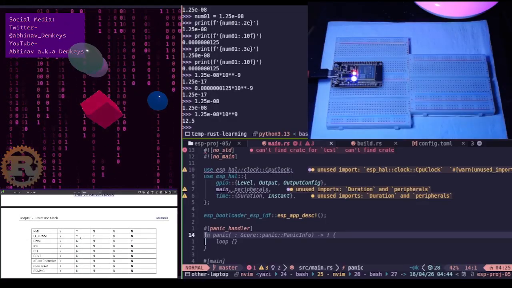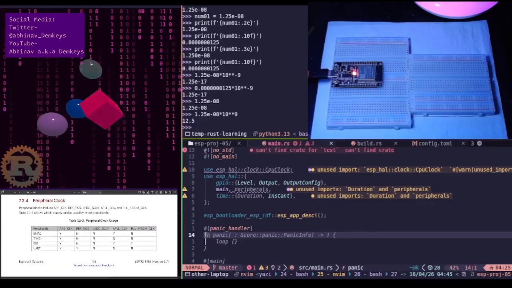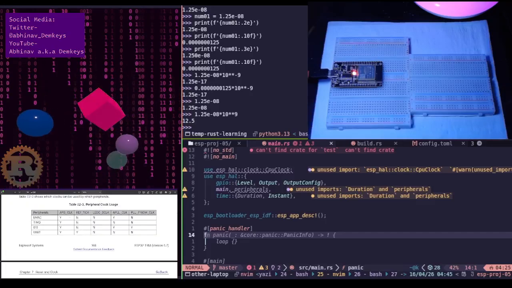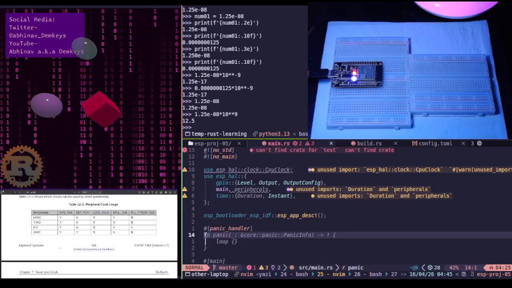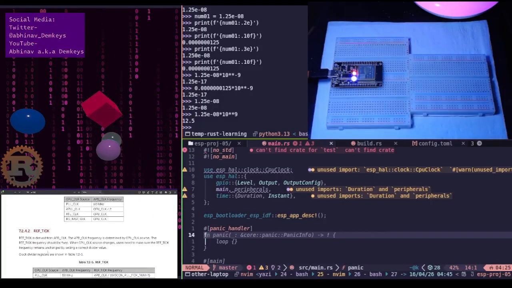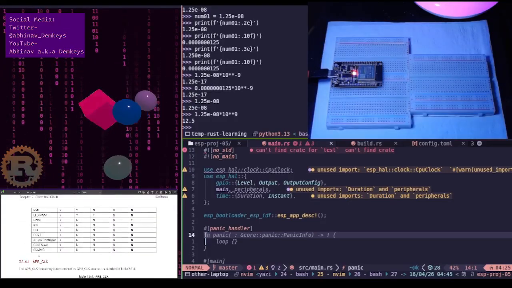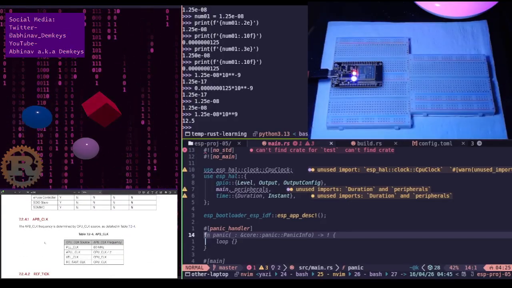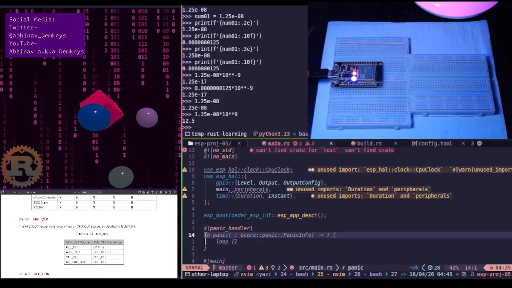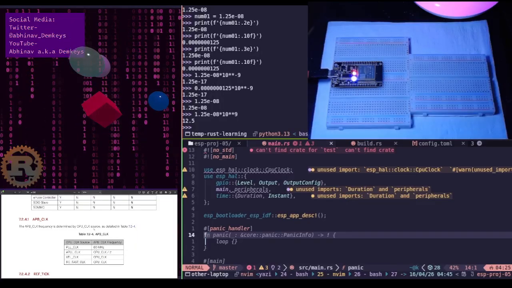LED PWM is mentioned here for RefTick and LEDC clock. But for now we're going to be sticking to APB clock. Is there information given? Yeah, they've given information on all of them. We can read all of them. So APB clock: the APB clock is determined by the CPU clock source. So APB clock is directly linked to the CPU clock.